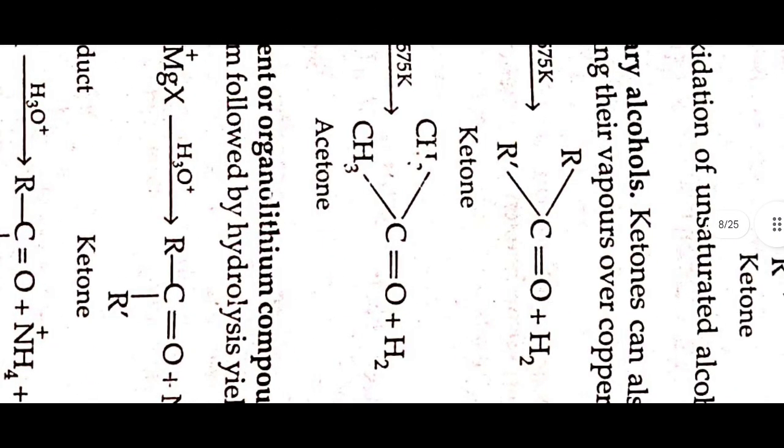Second, catalytic dehydrogenation of secondary alcohols. Ketones can also be obtained by the dehydrogenation of secondary alcohols by passing their vapors over copper heated to 575 Kelvin. Third, reaction of nitrile with Grignard reagent or organolithium compound. Reaction of a nitrile with a Grignard reagent or alkyl lithium followed by hydrolysis yields a ketone.